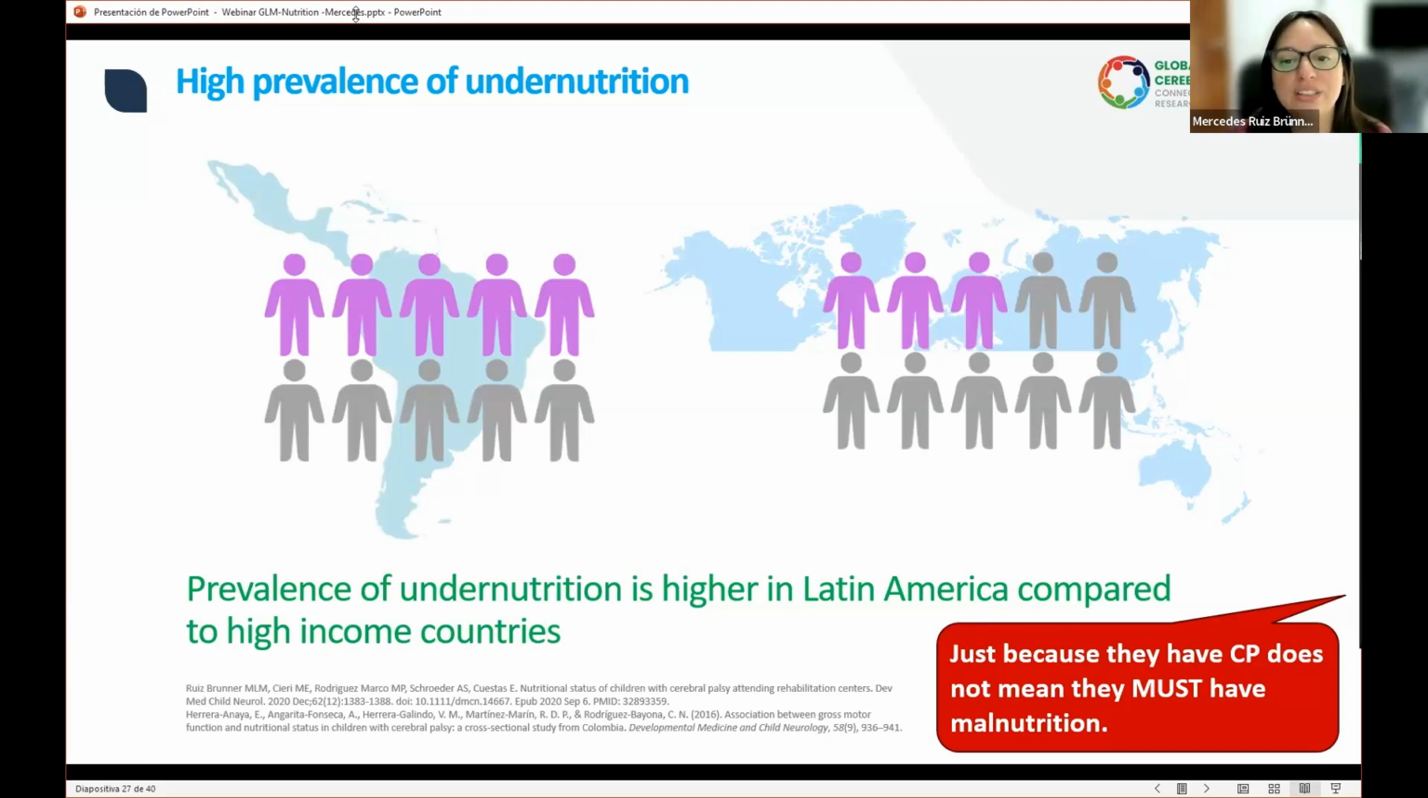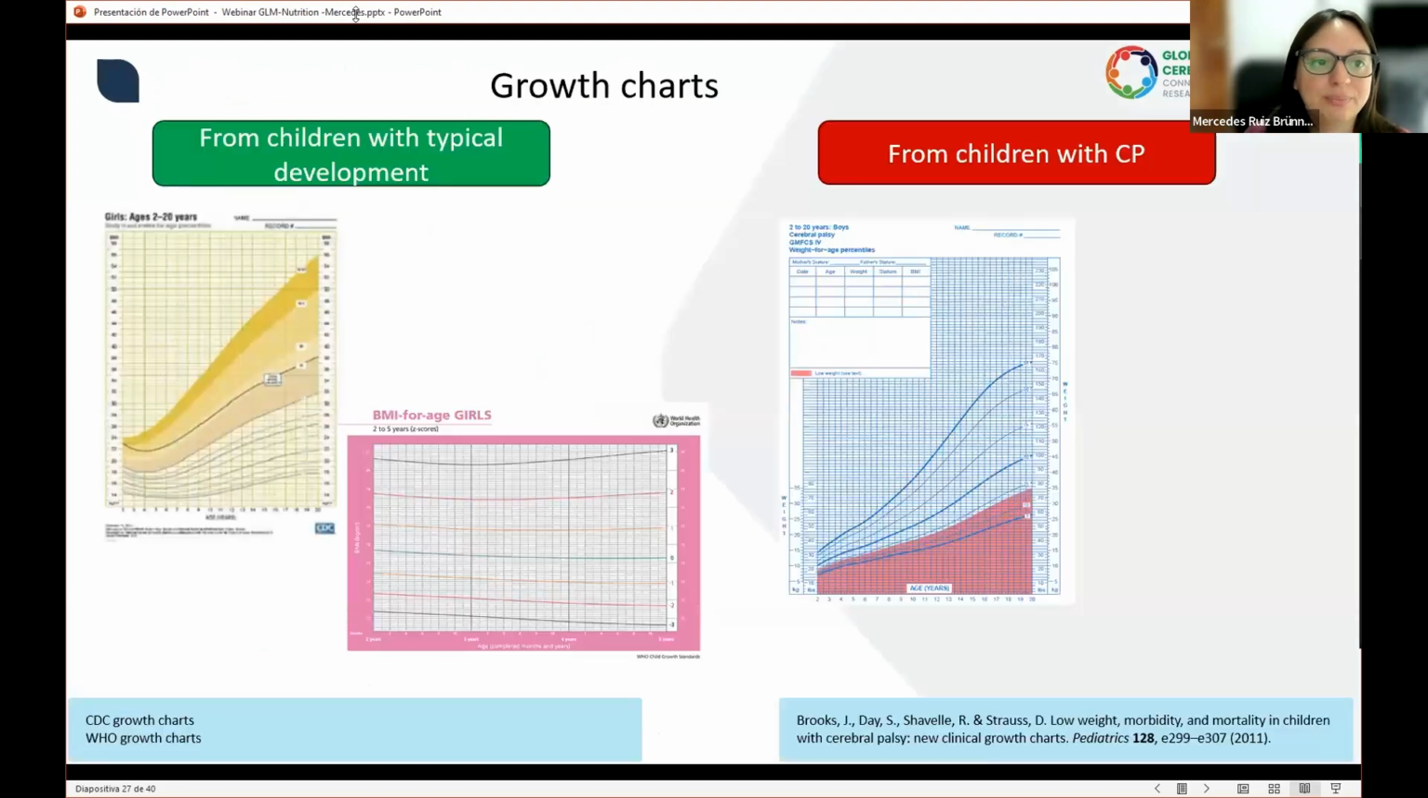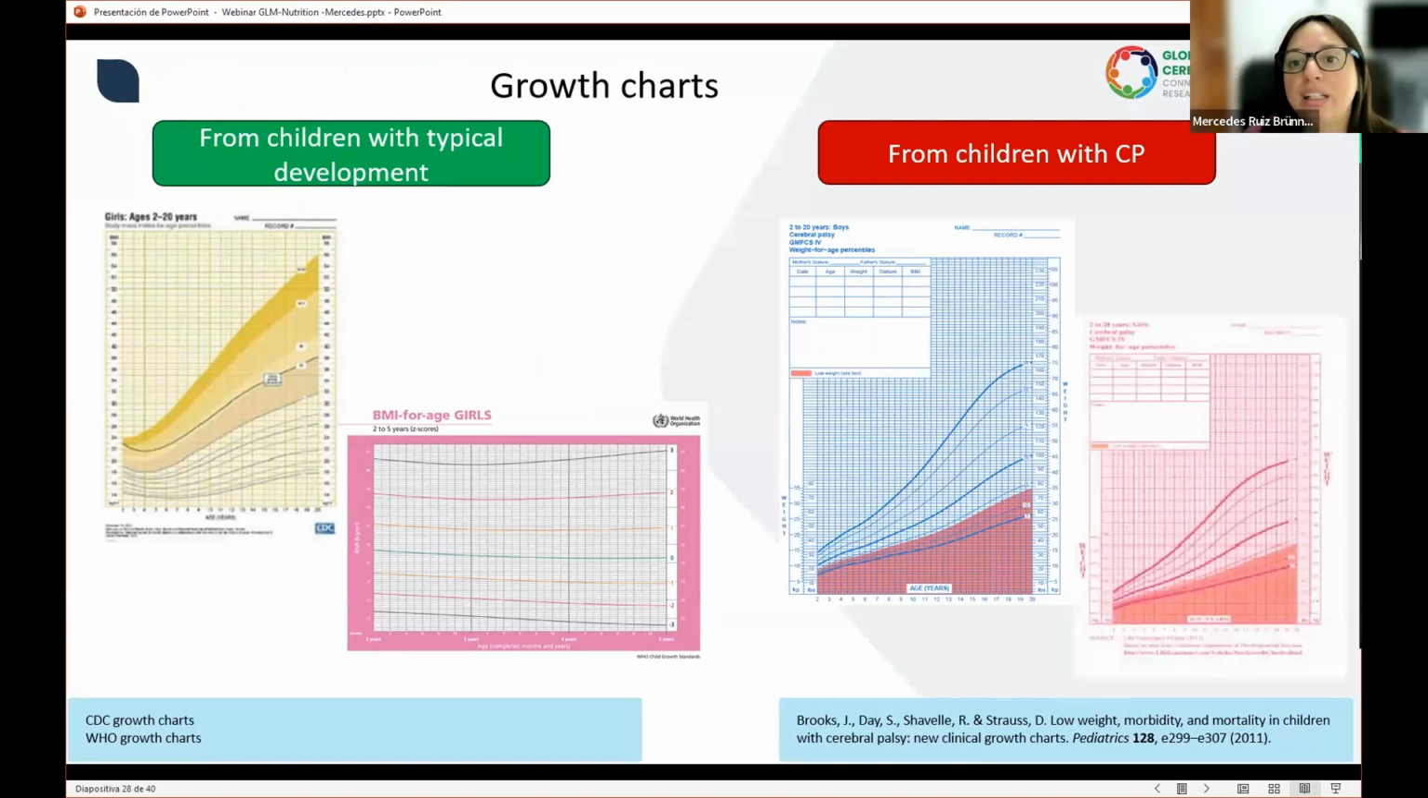In other populations, in Australia, for example, not all the children with CP have undernutrition. So there are other things going on that lead to undernutrition in our countries. We have these 2 groups of growth charts: from children with typical development, like CDC or WHO growth charts, and growth charts from children with CP.